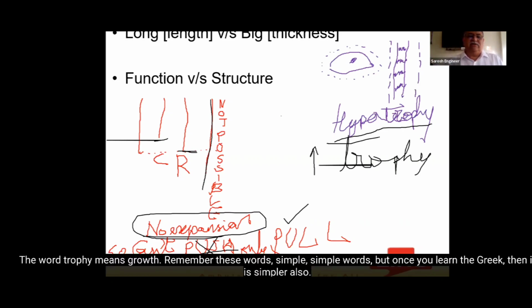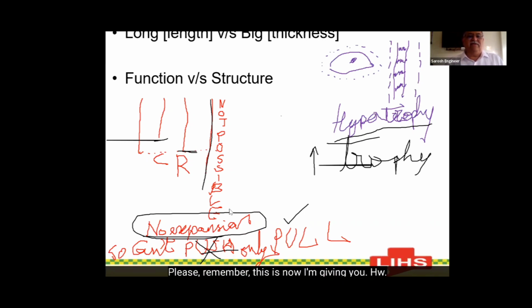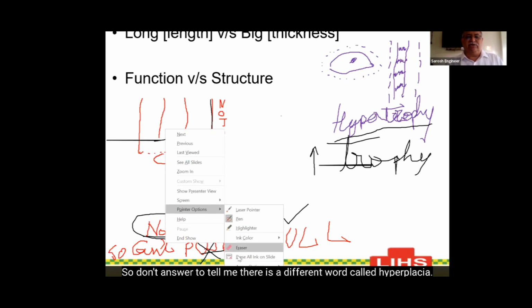The word trophy means growth. Remember these words, simple words, but once you learn the Greek, then it is simpler. Also, please remember, this is now I'm giving you homework, so don't answer, don't tell me.